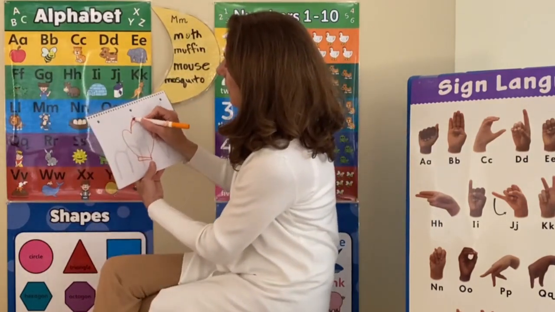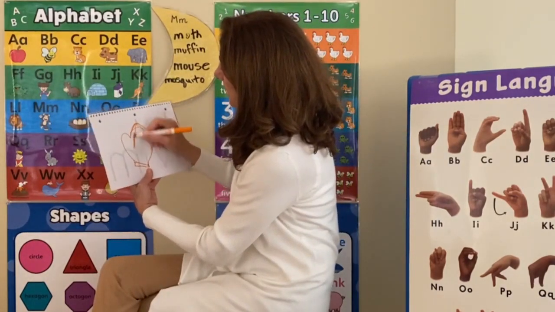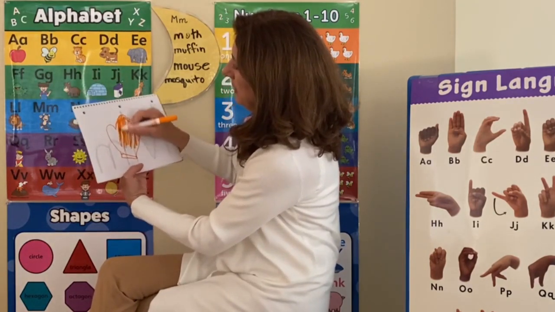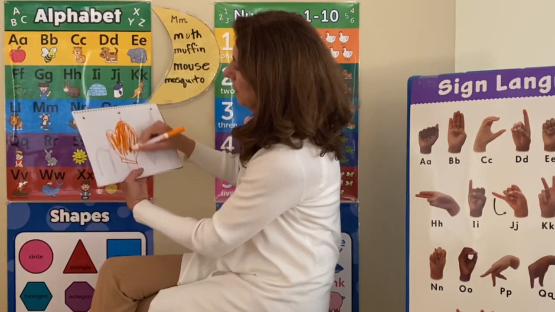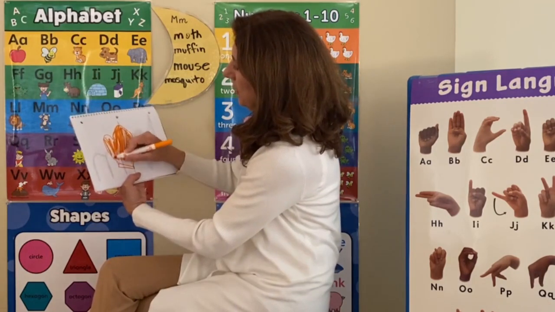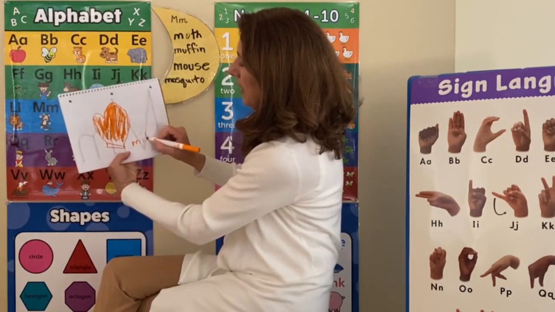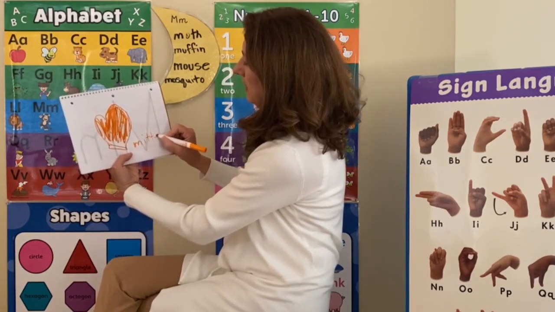I'm going to make the hand a little bit bigger. And then I'm going to color it all in. I'm going to make an orange mitten with a thumb and some place for the fingers. And that is my mitten. Starts with M, and I'm going to write mitten on it.